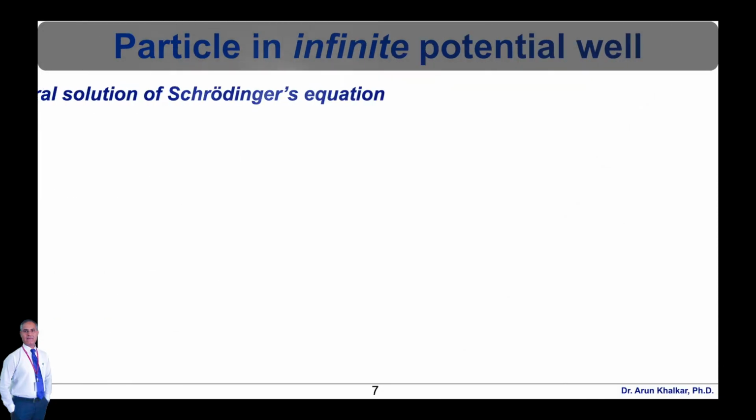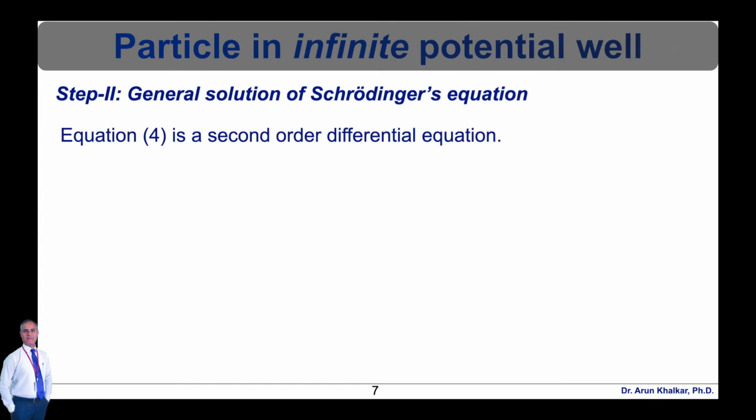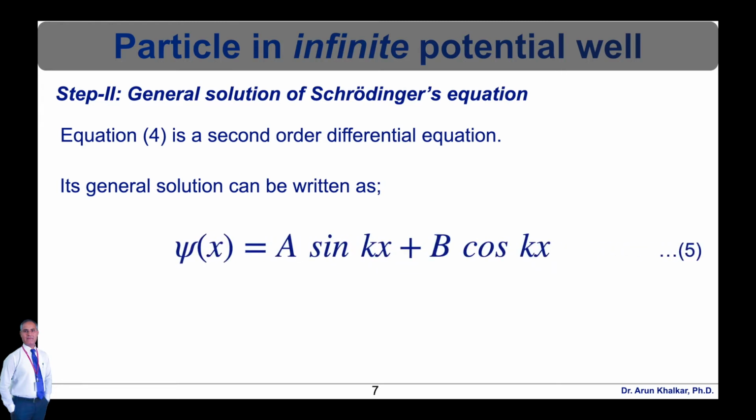Now let's see step number 2, that is the general solution of Schrödinger's equation. Equation number 4 is a second order differential equation. Therefore, its general solution can be written as psi of x equal to capital A into sine of kx plus capital B into cos of kx. Let's say this is equation number 5. In this equation number 5, capital A and capital B are constants.